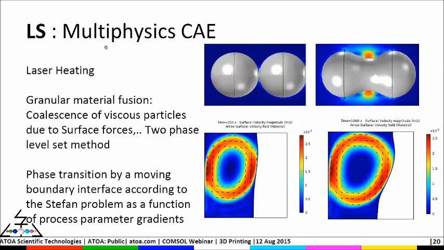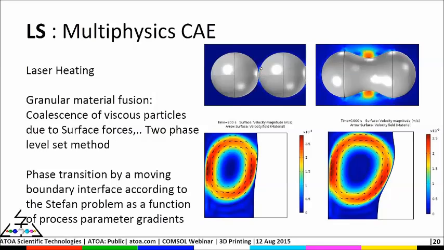In this slide, you will see the multiphysics CAE of laser sintering. We will see some examples. The laser heating process simulation is similar to what we have shown in the earlier slides, so we are not repeating that again. Two examples of critical processes in the laser sintering process. One, as I said, is the granular material fusion, which is the collision of viscous particles due to surface forces.